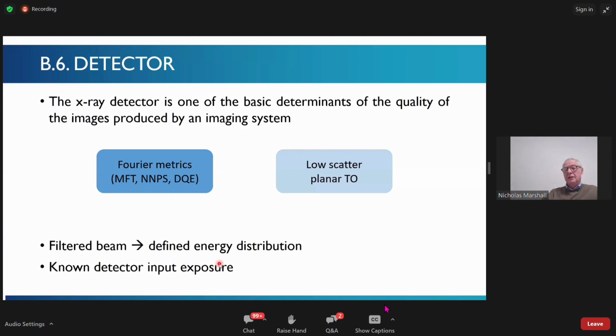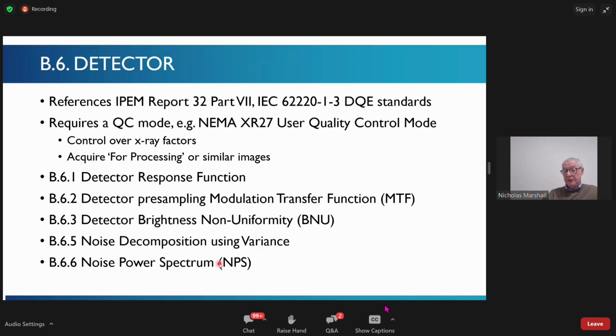So you need the NEMA user quality control mode, where you can set X-ray tube technique factors and acquire full processing images from which you can calculate. And then you measure things like the response function, the MTF, the brightness unit, the noise decomposition, for example, or the power spectrum. These are all described quite carefully in the protocol, so I'm not going through them here.